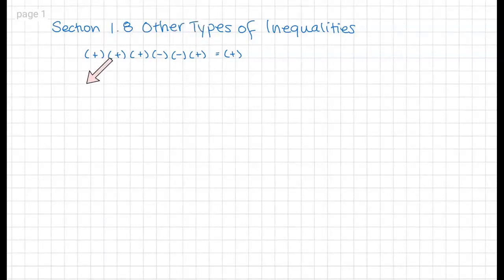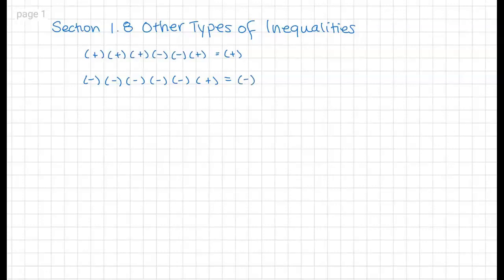So if I have a negative times a negative times a negative times a negative times a positive, what's the answer this time? We have 1, 2, 3, 4, 5 negatives. There's an odd number of negatives, so the answer is going to be negative.